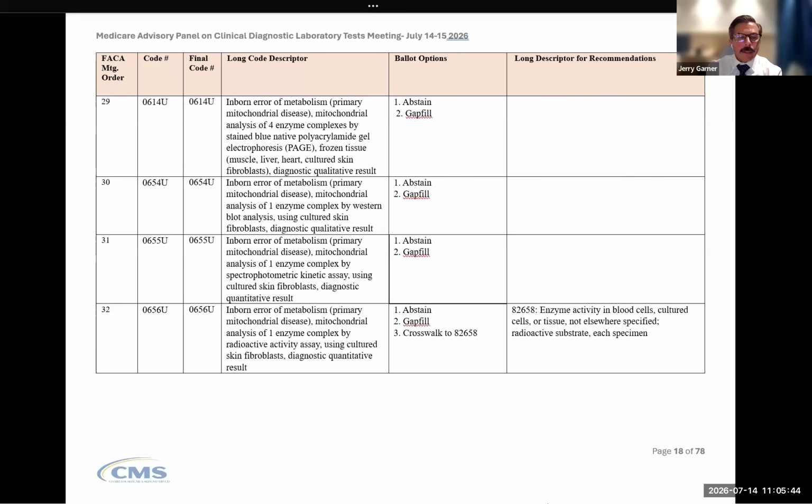The subcommittee recommends gap fill as no surrogate test was found for crosswalk. The closest crosswalk is 84311 based on methodology alone. This specific test requires cells from a muscle biopsy, and due to the specimen type, additional pre-analytical resources are required prior to analysis. Thank you, Jerry.